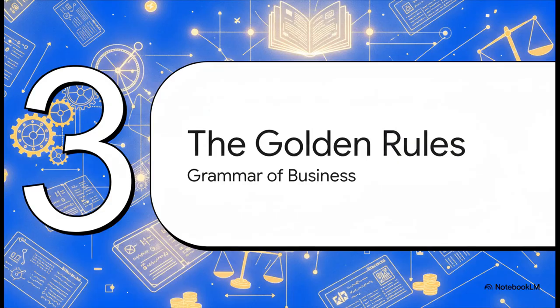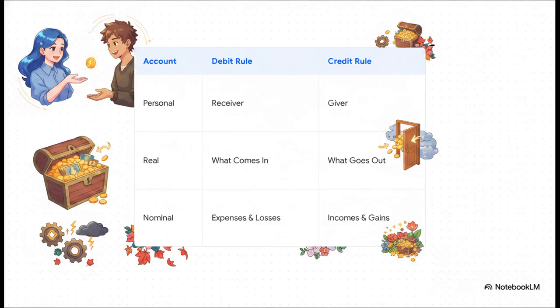Section 3, the golden rules, the grammar of business. Okay, if you're taking notes, this is the time to take a screenshot, because these are the absolute golden rules of accounting. The grammar that holds it all together. For personal accounts, the rule is debit the receiver, credit the giver. For real accounts, it's debit what comes in, credit what goes out. And for nominal accounts, the rule is debit all expenses and losses, credit all incomes and gains. Seriously, memorize these 3 rules and you've got the master key to unlocking basically any journal entry.